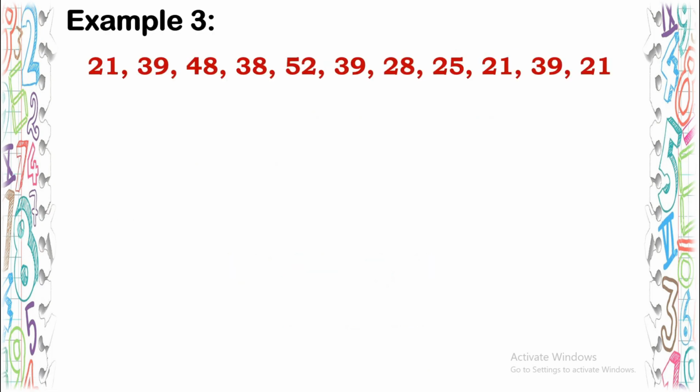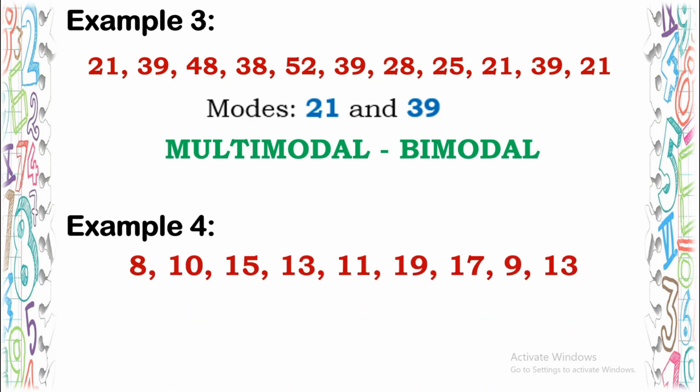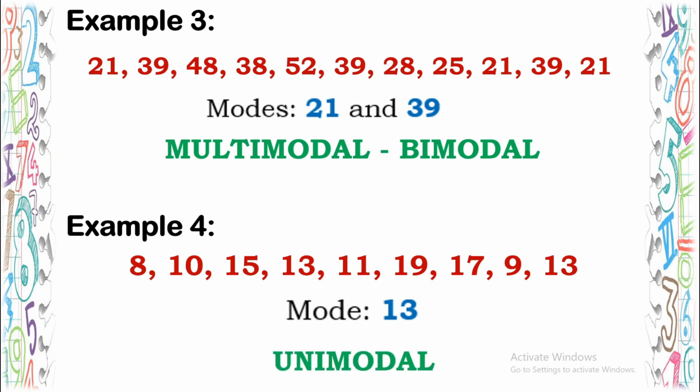Third example. Again, find the mode of the given data. We have 21 and 39. It's multimodal. To be specific, it's a bimodal. Another example. Again, find the mode of the given data. You're right. The mode is 13. So what kind of data is this? Correct. It's unimodal. One mode, so unimodal.